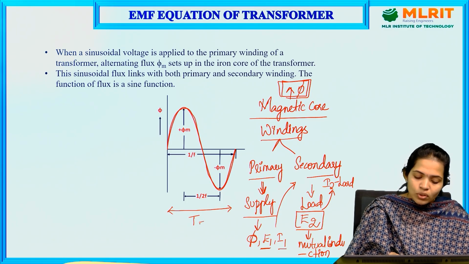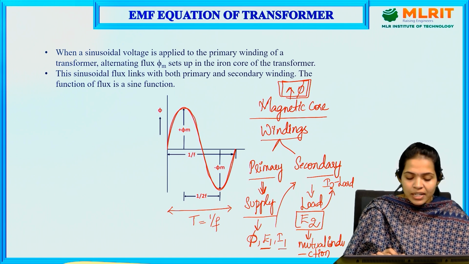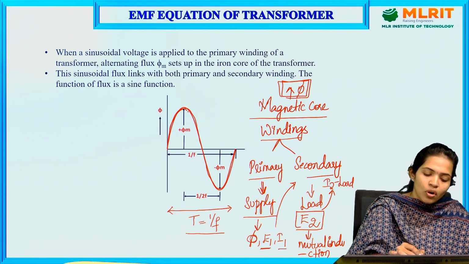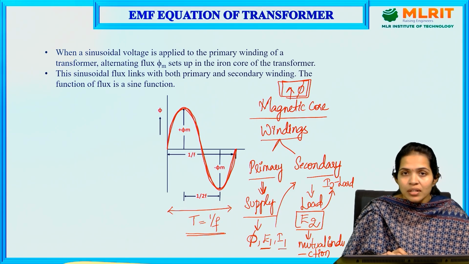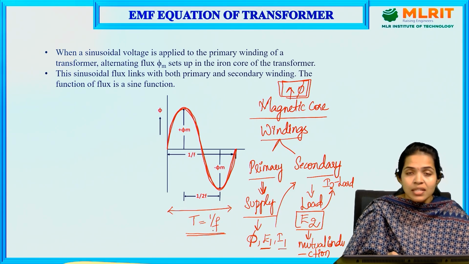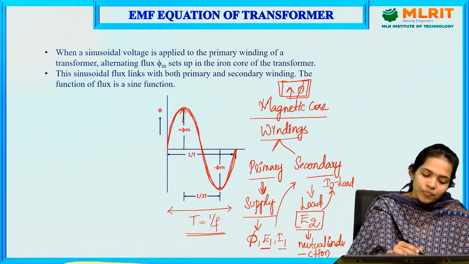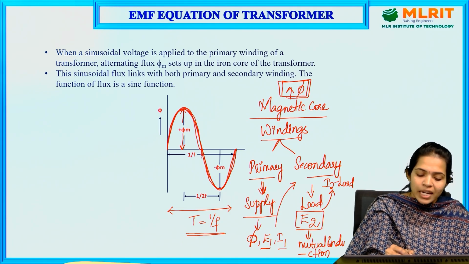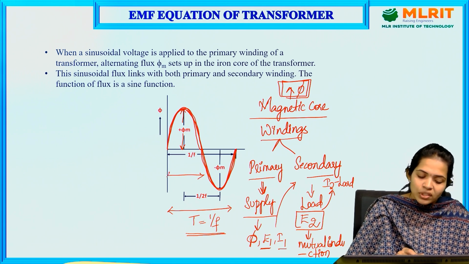If we give the time period T in terms of frequency, it is given as 1 by f. The time taken for completion of one complete cycle of the alternating flux in the primary winding is called the time period, and written in terms of frequency, it is the reciprocal of frequency. This flux phi has a positive cycle and a negative cycle. The time taken to complete the positive cycle of the flux is half of the time period, so it is 1 by 2f.